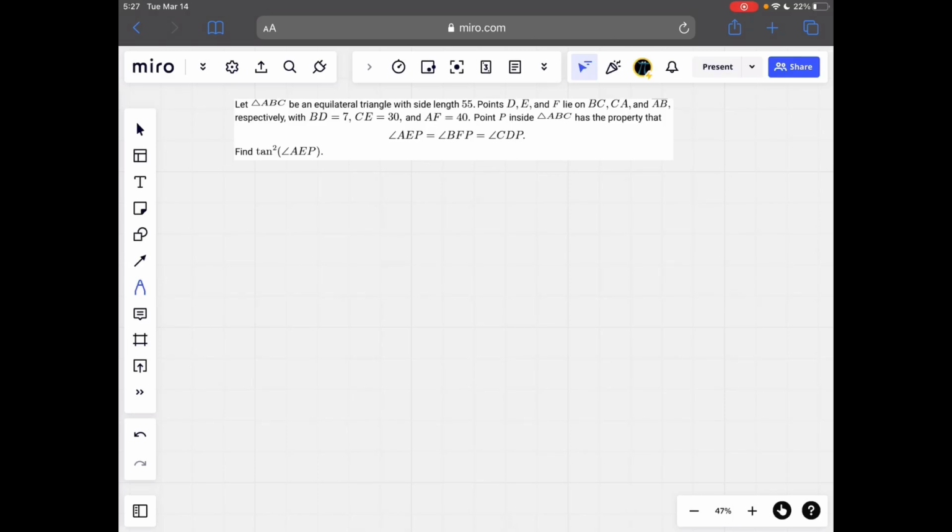Let ABC be an equilateral triangle with side length 55. Points D, E, F lie on BC, CA, AB respectively, with BD equals 7, CE equals 30, and AF equals 40. Point P inside ABC has the property that angles AEP equal BFP and CDP. Find tan squared angle AEP.